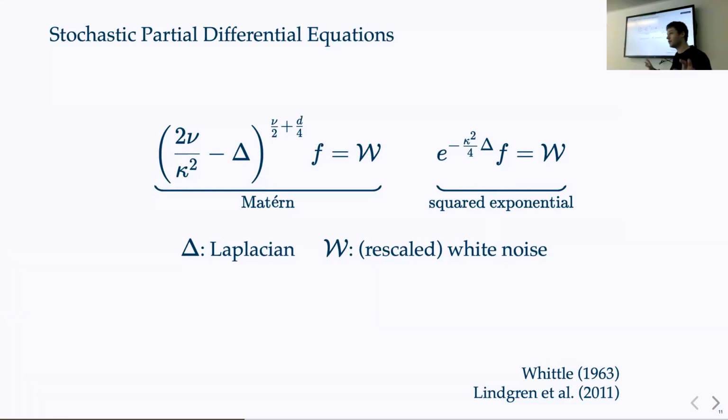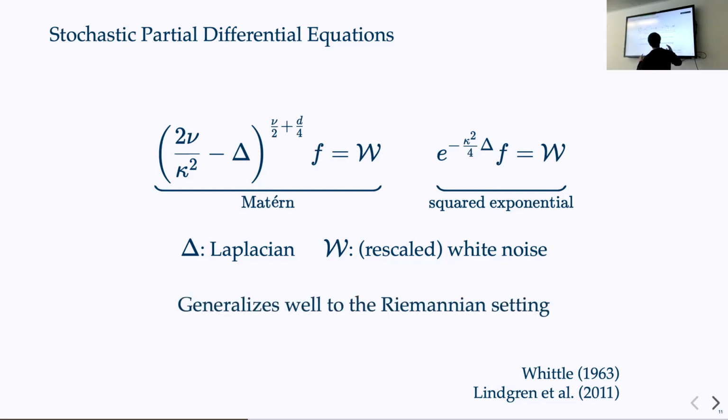But I will tell you that there is such a thing, and it's similar to IID Gaussian at every point in space, but it's not quite that, because if it was, you couldn't integrate it, so you have to do a bit of analysis. If you want to know more about that, feel free to ask me at the end. But the reason I want to talk about this idea is because this class of equations generalizes very well to the Riemannian setting. It's almost immediate.